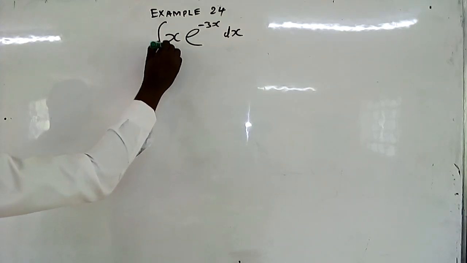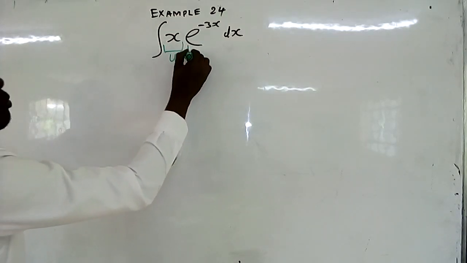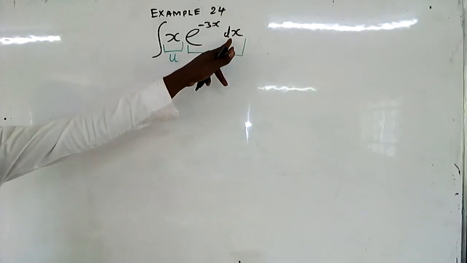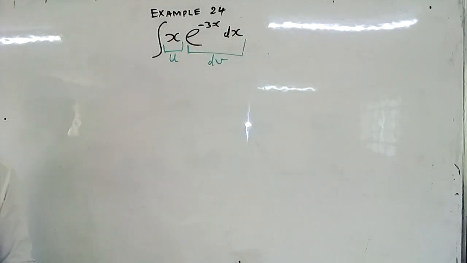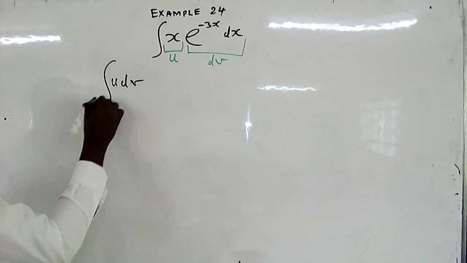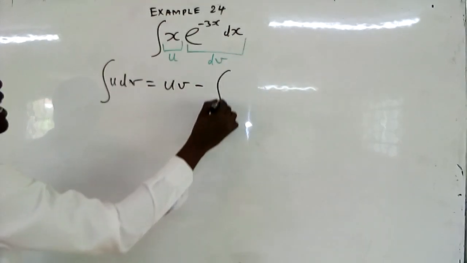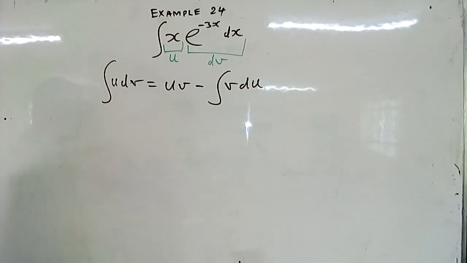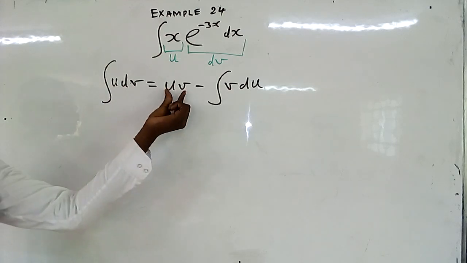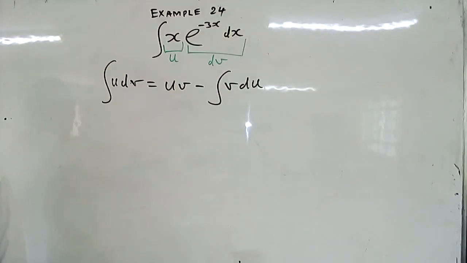So this is supposed to be u dv, meaning let x be u and exponential negative 3x dx, the whole of that, should be dv. Are we together? So it is u dv. If you have the integral of u dv, we've seen that you simply get uv minus the integral of v du. When you integrate u dv, integration by parts, you get uv minus the integral of v du, isn't it? Are we together?